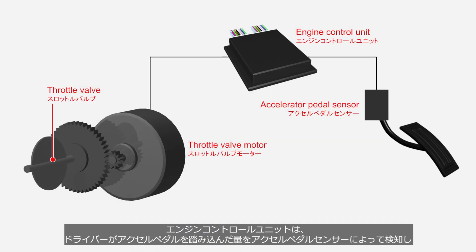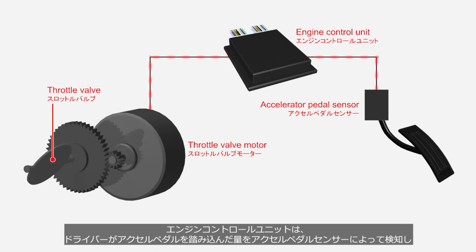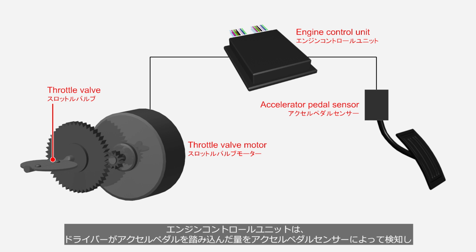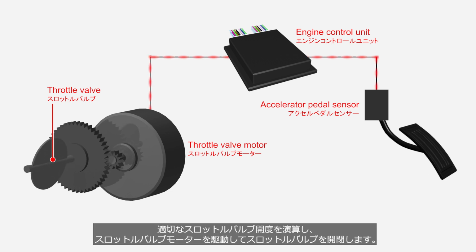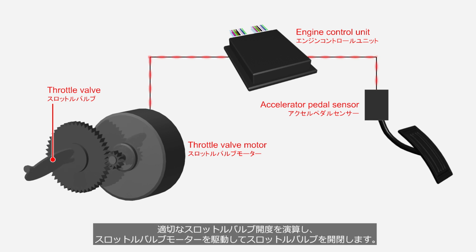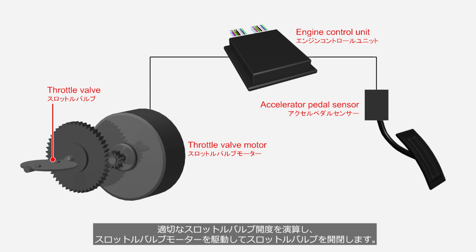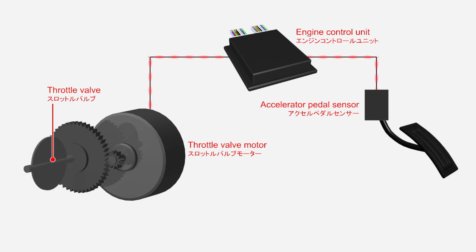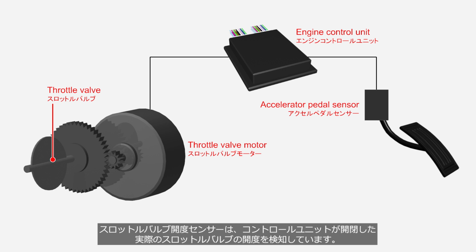The engine control unit detects the amount the driver depresses the accelerator pedal using the accelerator pedal sensor, and calculates the appropriate throttle valve opening and drives the throttle valve motor to open and close the throttle valve. The throttle valve position sensor detects the actual opening degree of the throttle valve that is driven by the control unit.